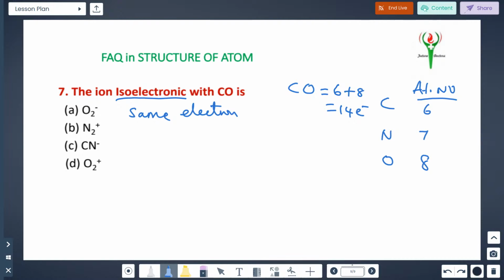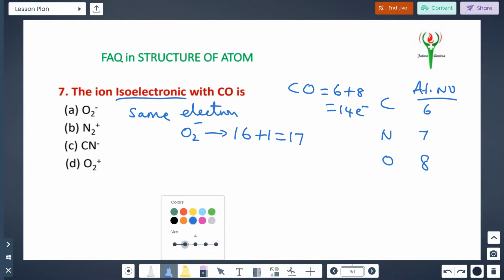That's the question. See, you take O2 minus, no? O2 minus: 1 O is 8, 2 O is 16. Are you following? Here minus is there. Minus means it has 1 electron extra. So 16 plus 1, we have 17. Now we just compare this one. Not same, no? So this is not the answer.